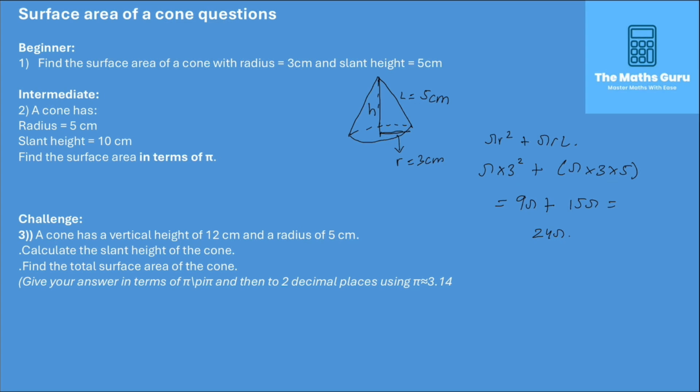If you didn't want to, you could always round to 1 decimal place or 2 decimal places or wherever you feel comfortable. So I'd leave it as 24 pi just to be safe, or you could write it as 75.4 centimeters squared. And those are the units because we're still working in area. When we move on to volume, the units will change, but we will come onto that later.